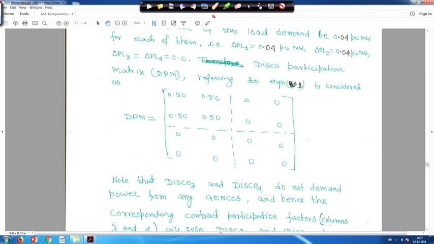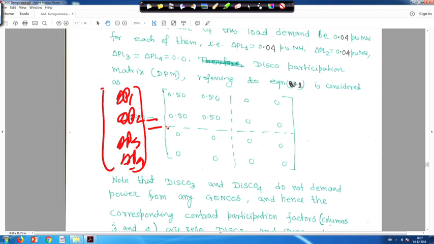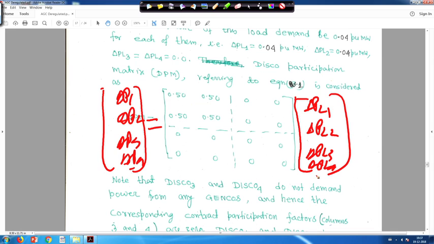So, contracted power demand means, look, I am overwriting here for your understanding. So, this is my delta P1, this is delta P2, this is delta P3 and that is delta P4. This one is equal to this matrix multiplied by the power demanded by the distribution companies, delta PL1, delta PL2, delta PL3 and the last one delta PL4. So, this is actually nothing but your contracted power demand. So, this way you can write.